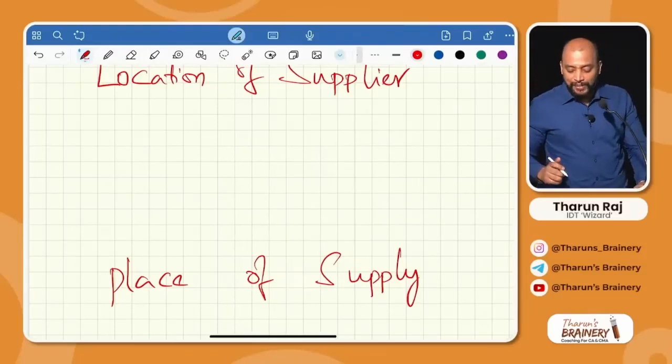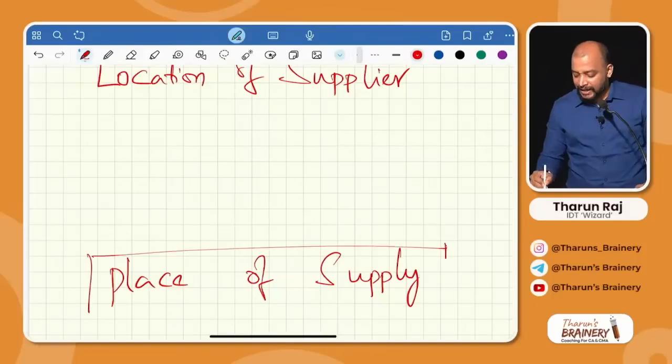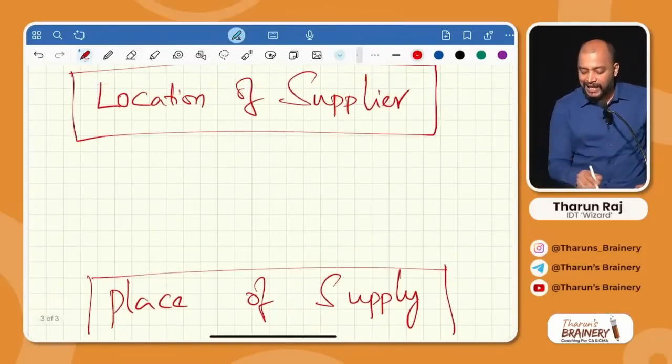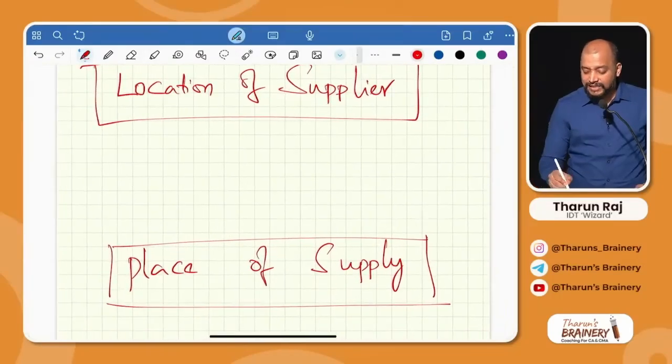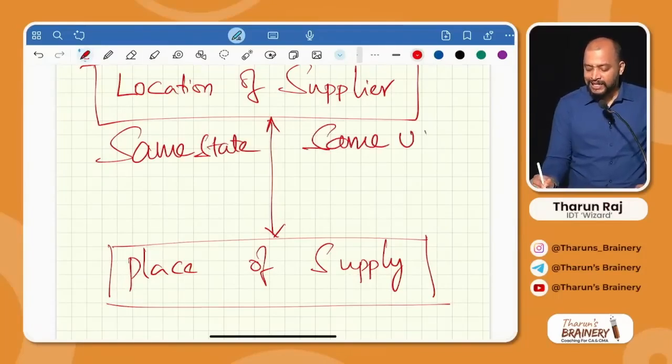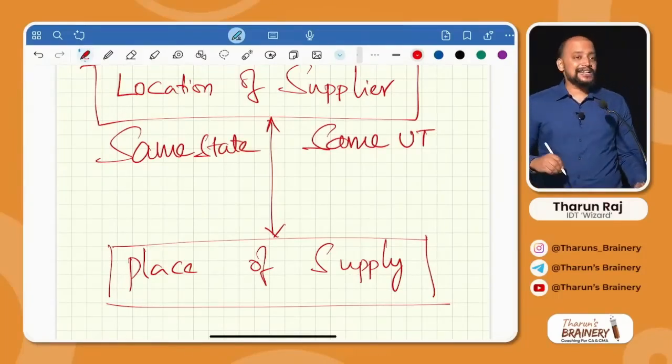But for that place of supply, once you determine, if the location of supplier and place of supply are in the same state or same union territory, then it will be called intra-state supply.